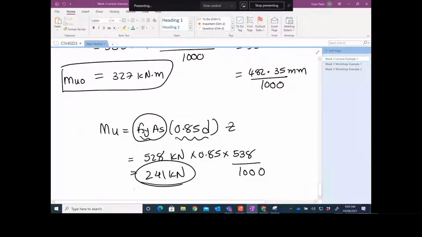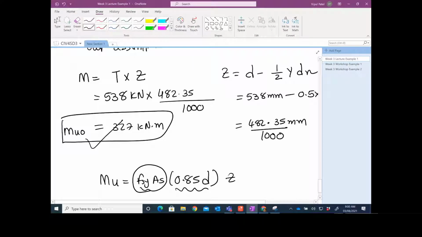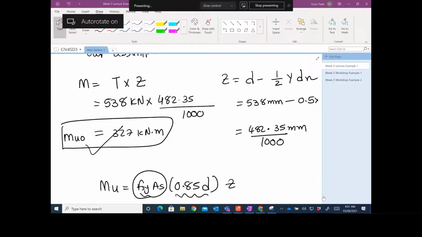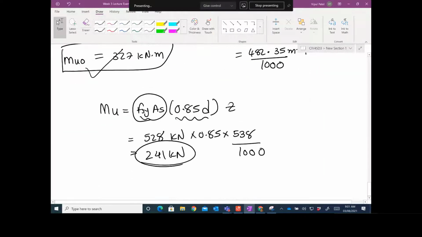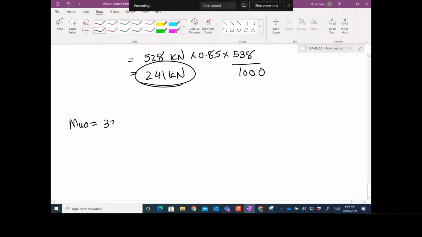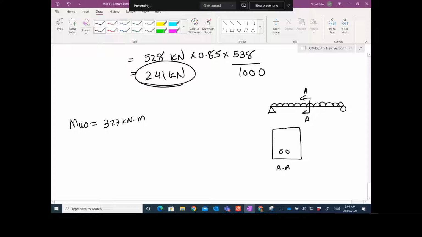So I think we found this MUO. Based on that MUO, we need to do a couple of checks, meaning that we make sure this MUO, which is 327 kilonewton meters, is adequate. Adequate means, let's say I have this beam with the UDL load, and these cross sections, let's say this is cross section AA, and I have these 3N.